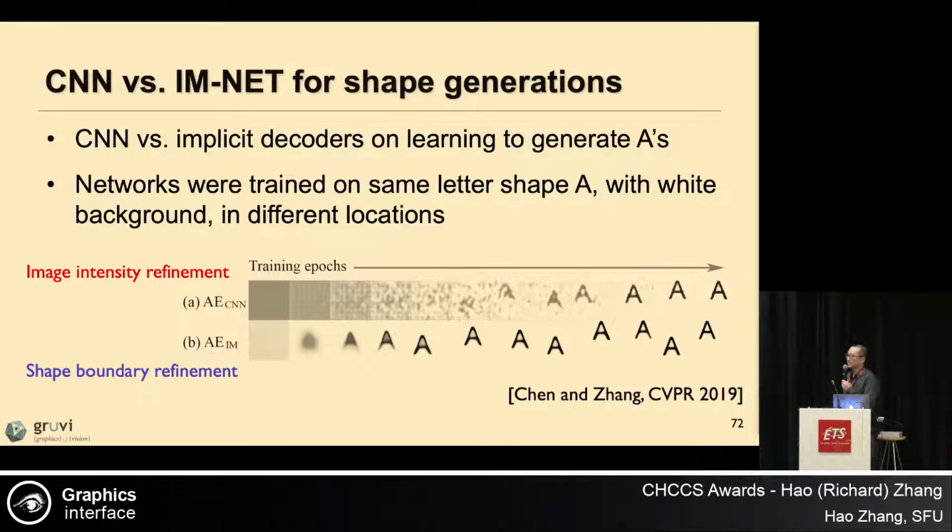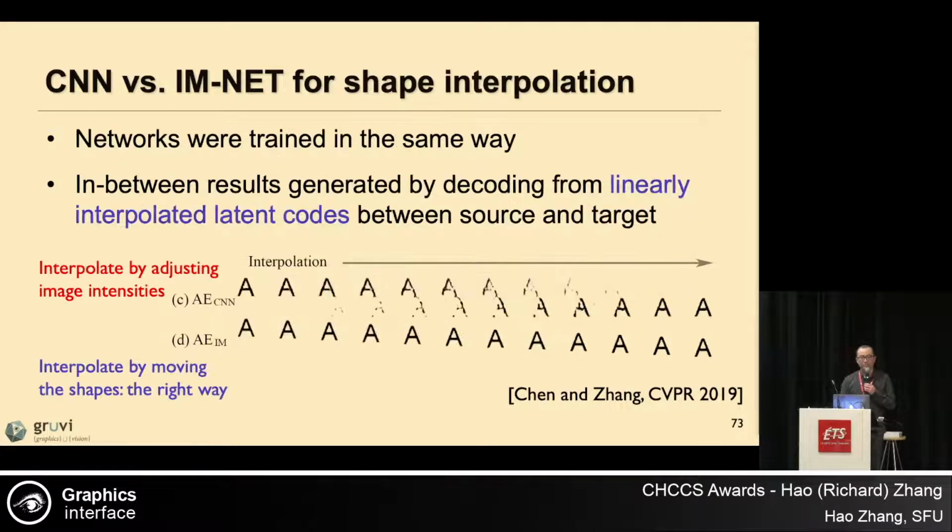To compare this with classical CNN-based shape generation, you can see a clear contrast. Here we see how the network learns to generate the letter A written on a white background. On the top, you see how the CNN adapts: it adjusts the image intensities and eventually gets to an A. For the IMNet implicit decoder, it quickly gets the overall shape of an A and then does shape boundary refinement. Then if you do a typical test called interpolation, ignoring the technical details, you just see the outcome. The CNN interpolates from one A to the other A by doing image intensity adjustment. But IMNet does it the right way. It actually moves the A. So there's a clear contrast.